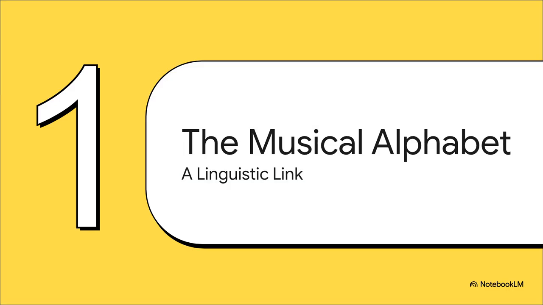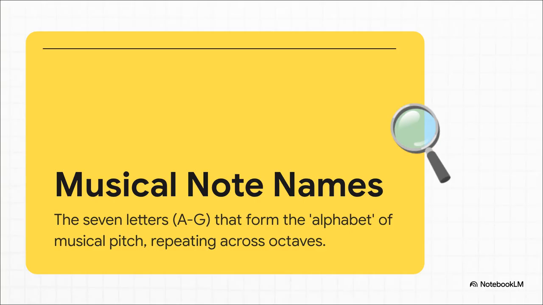First things first, let's talk about the absolute fundamentals, the musical alphabet. And right away, you're going to see how it ties into something we all use every single day, language itself. So in Western music, pretty much everything is built on just 7 letters. That's it. A, B, C, D, E, F, G. When you hit G, the whole cycle just starts over, but at a higher pitch. We call that an octave. These 7 little letters, they're the basic building blocks, the alphabet of all music.